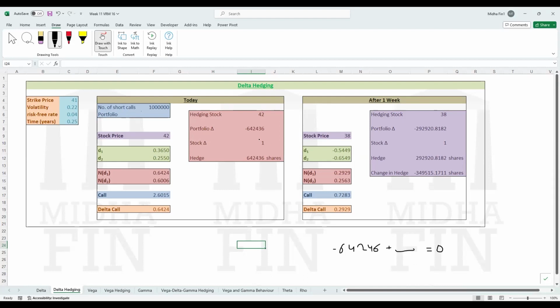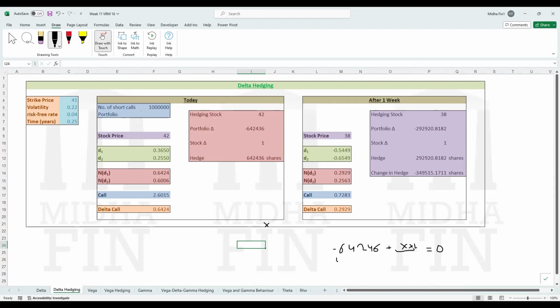Here I have the stock. One stock has a delta of 1. So how many stocks do I need? Let's say it is X. So I will write X times 1, and this should be equal to 0. In this case, it is pretty easy to solve because X times 1 is X. You transpose it to the RHS and it becomes 64,246. So the number of stocks will be 64,246.